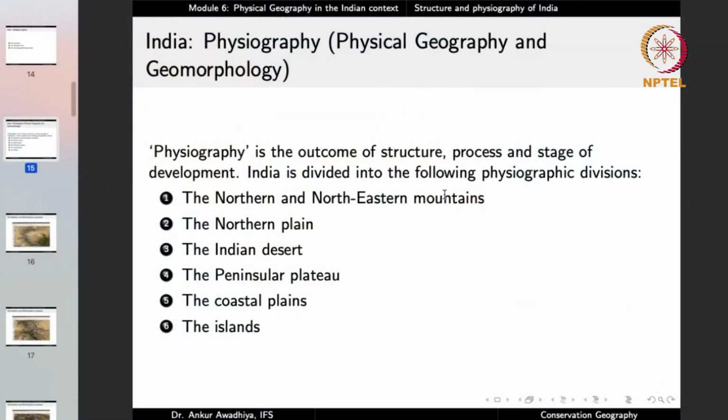Then we have the northern plain. Now the northern plain, as we have observed, is formed out of alluvial deposits. So when the rivers that are draining the Himalayas perform a lot of erosion in the Himalayas, they carry the sediments, and once they come out of the Himalayas, once they come into the plain regions, the speed goes down, and so the erosional activity becomes less, the transport capability becomes less, and the sediments begin to be deposited.